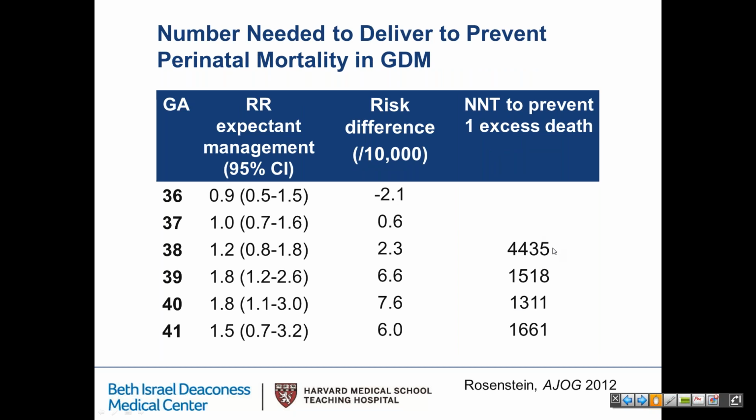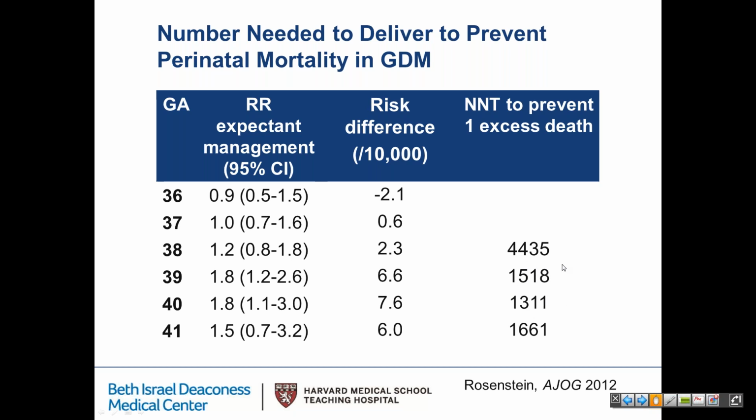I think the question of what do you do with that information, they did also calculate the number needed to treat, or the number of patients that you would need to deliver to prevent one stillbirth in gestational diabetes. And if you delivered everybody at 38 weeks when that relationship becomes statistically significant, you'd be delivering over 4,000 women to prevent one stillbirth. At 39 weeks, that number is still 1,500, and then it goes down at 40 weeks. But I think the sweet spot is probably somewhere in here.